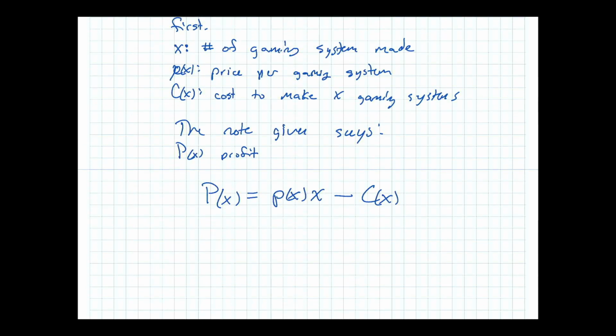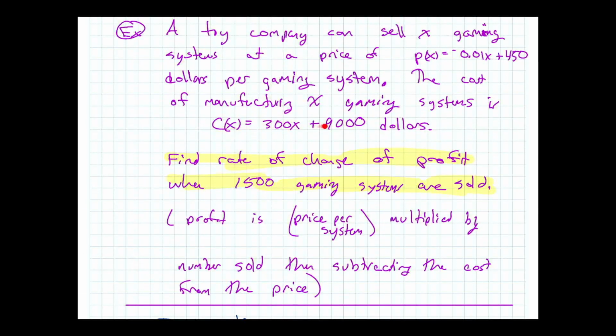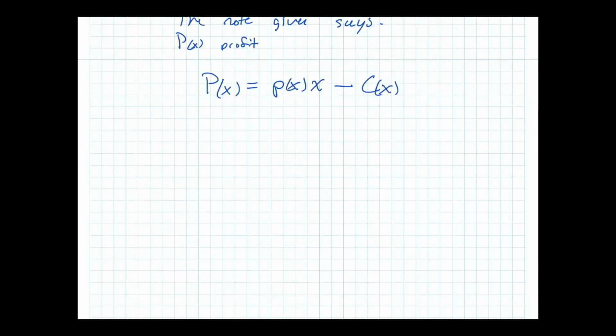So this is what they say. The price per gaming system times the number of systems minus the cost. And the cost doesn't have to be multiplied by X, I don't think, because I believe the cost was specifically the cost of manufacturing X gaming systems, not per gaming system. So that doesn't need to be multiplied by X. Okay, so this is our equation. Now, once we have our equation, we should fill in what everything is. So fill in the P of X and C of X.